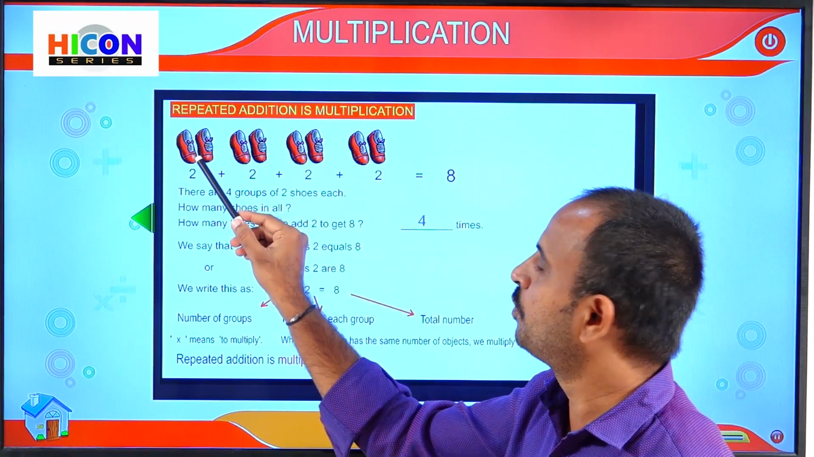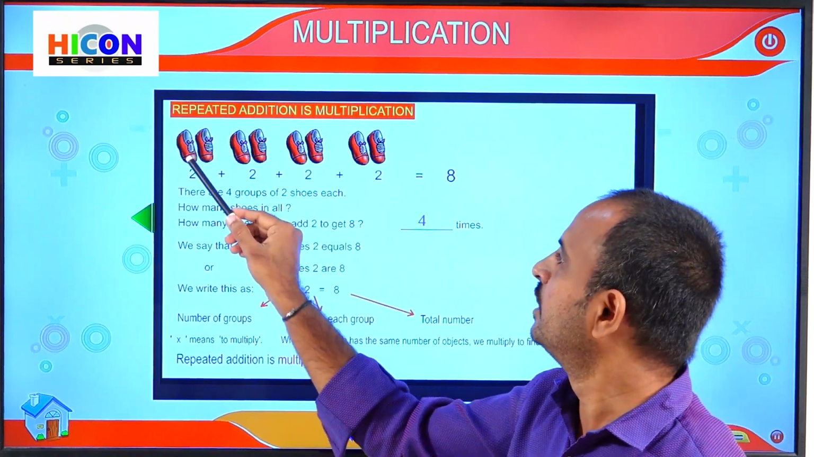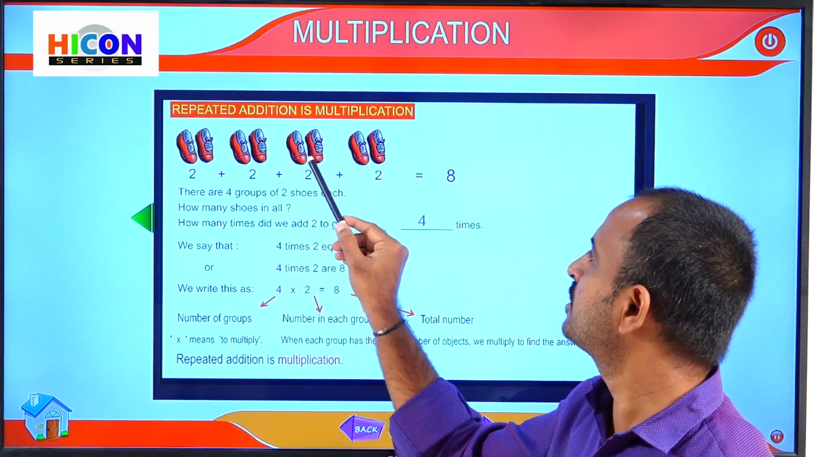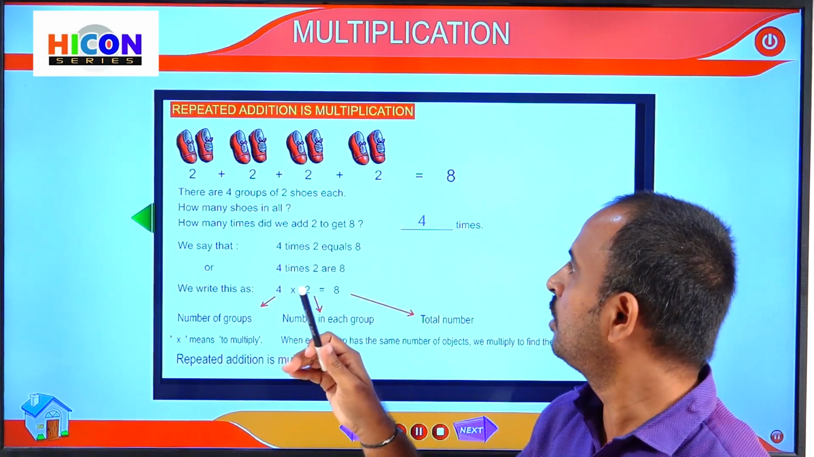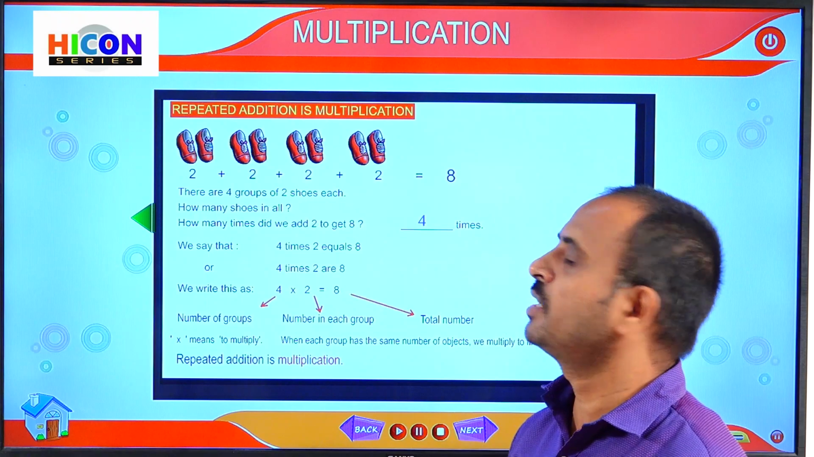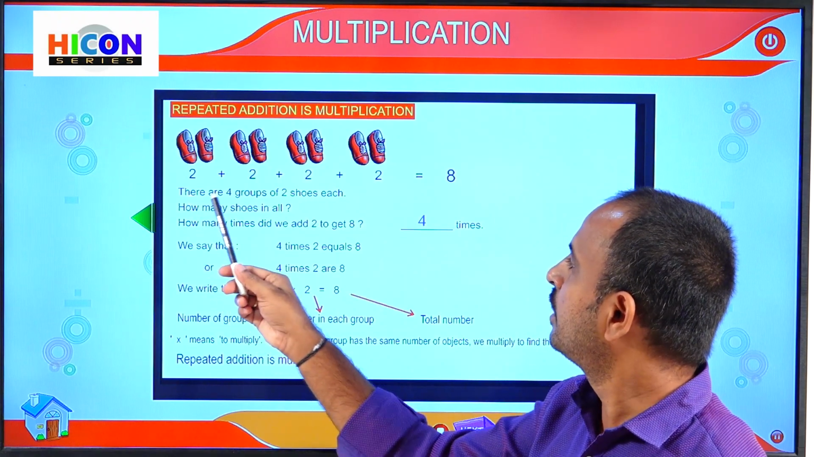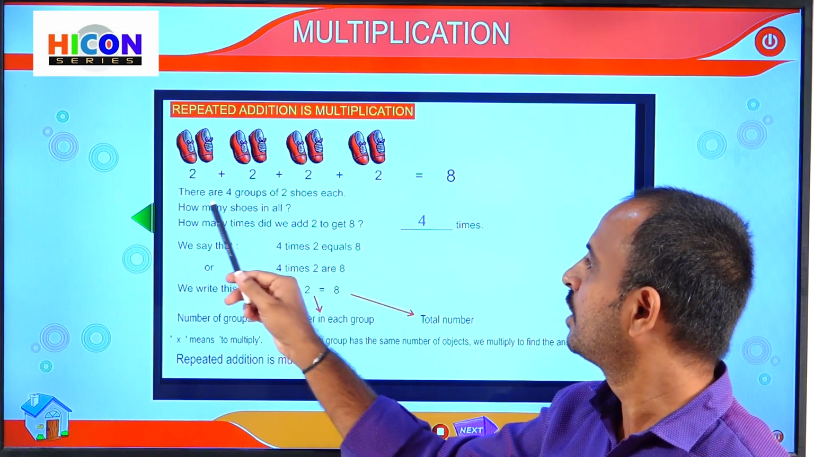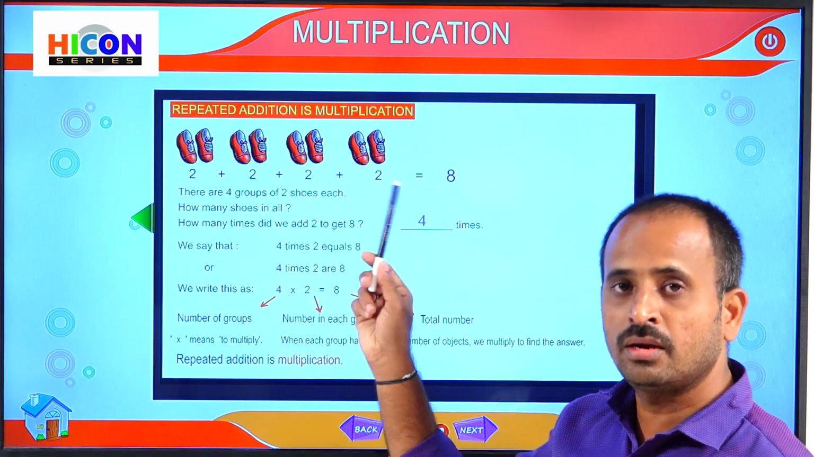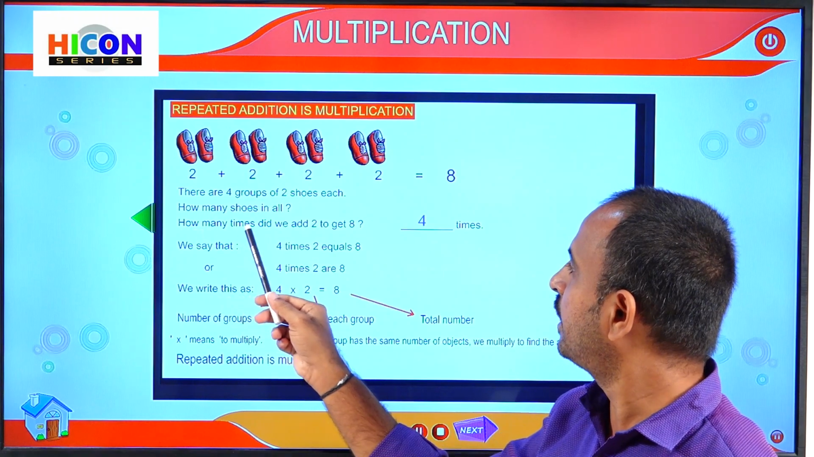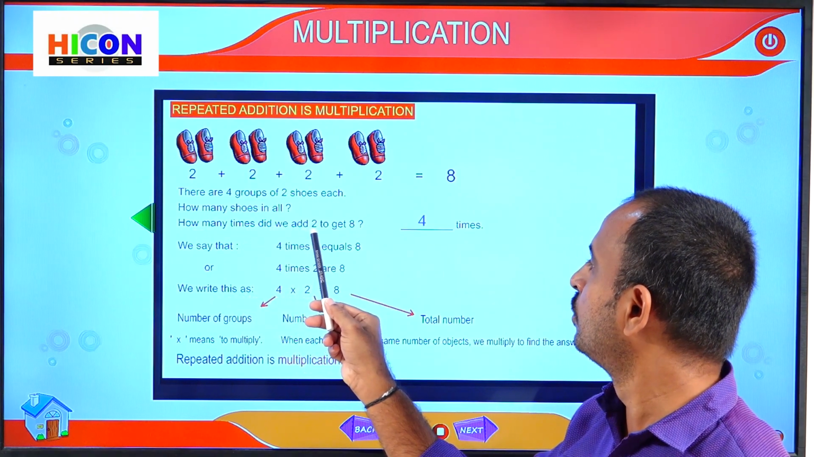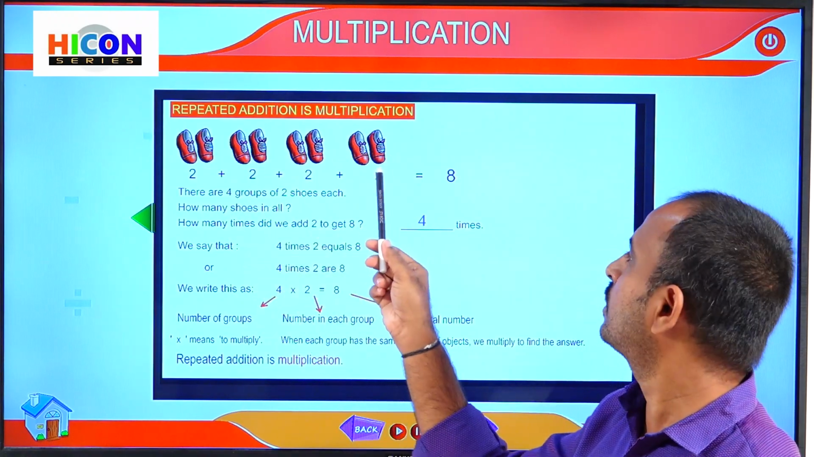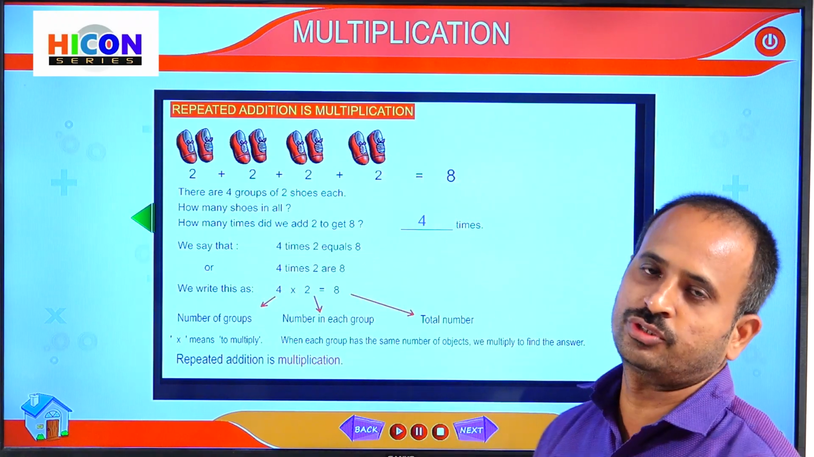And in each group, how many shoes are there? In each group, there are 2 shoes. So each group has 2 shoes. So in total, how many shoes are there? Children, there are 4 groups of 2 shoes each. How many shoes in all? How many times did we add 2 to get 8? There are 8 shoes in total.